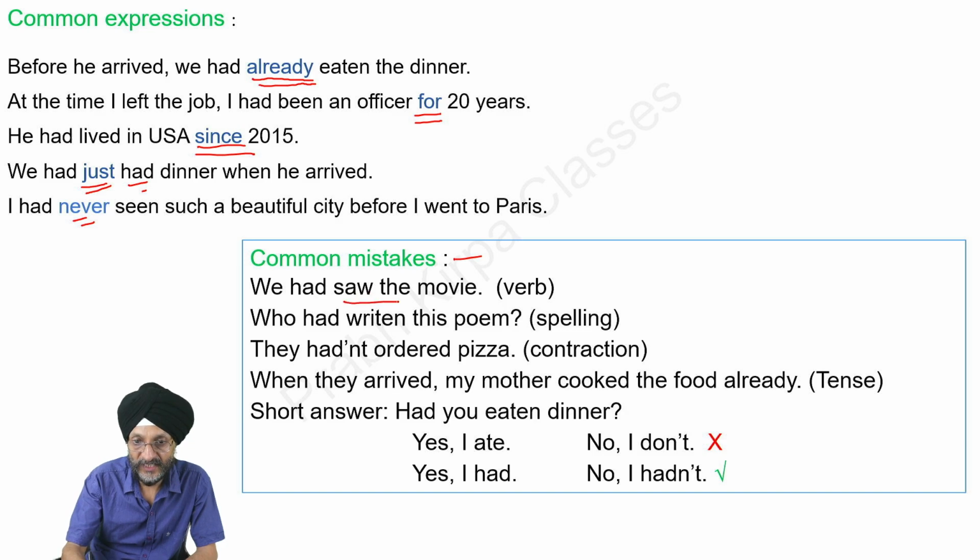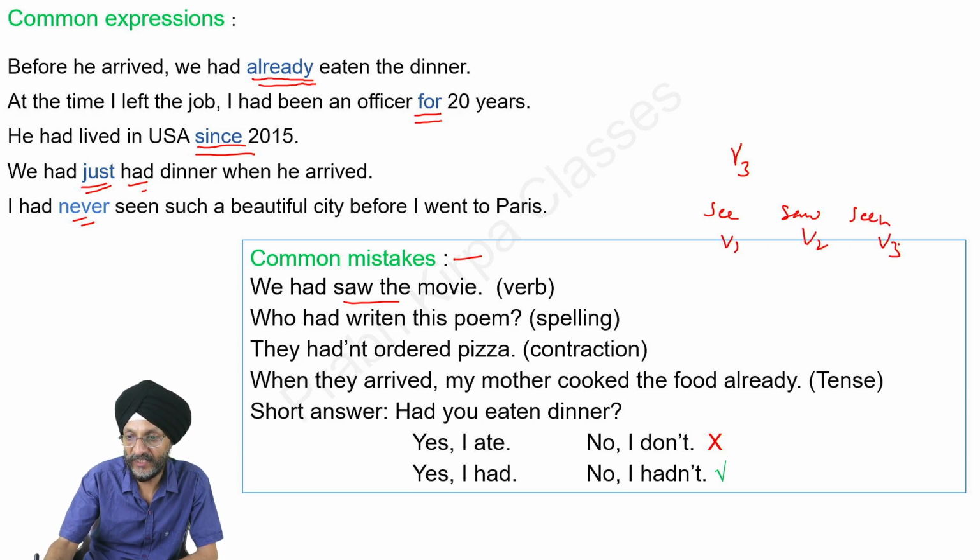Example, we had saw the movie. As already told, we have to use the past participle of the verb. That is the third form of the verb. So we had saw, see, saw, seen. This is the first form of the verb. This is the second form. This is the third form of the verb. So we will use here seen. We had seen the movie.